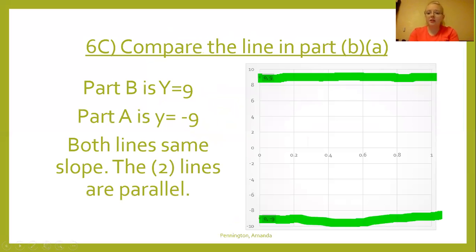And this is a comparison graph of what we have for (0, +9) and (0, -9) for the coordinates. So both lines have the same slope, and the two lines are parallel, which you can see from the graph of the highlighted green that I drew. And that is going to be the end of my show.